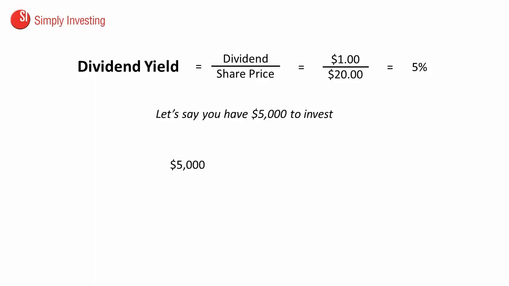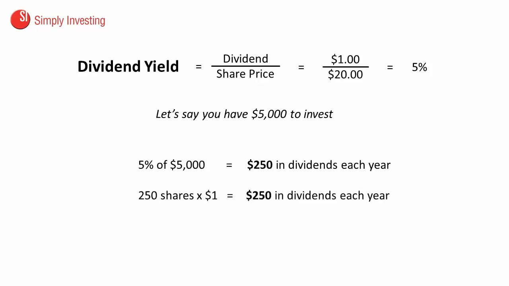So let's say you have $5,000 to invest. So 5% of that is $250 in dividends each year for as long as you own the shares and as long as the company continues to pay a dividend. Another way to look at it is if you have the same $5,000 to invest, at $20 a share, you're going to be able to buy 250 shares. And again, the dividend is $1 per share, and you end up with $250 in dividends each year. So the 5% dividend yield is a very quick way to figure out, okay, what's the return on my investment while I'm holding on to these shares?